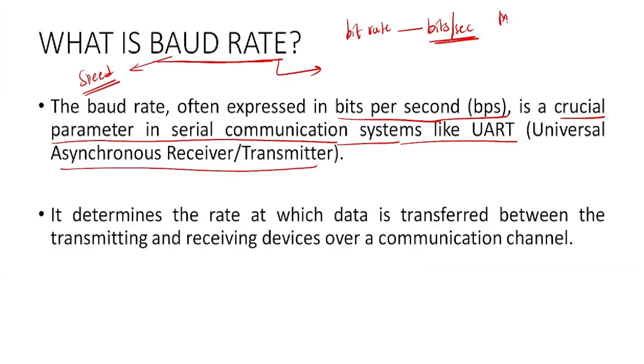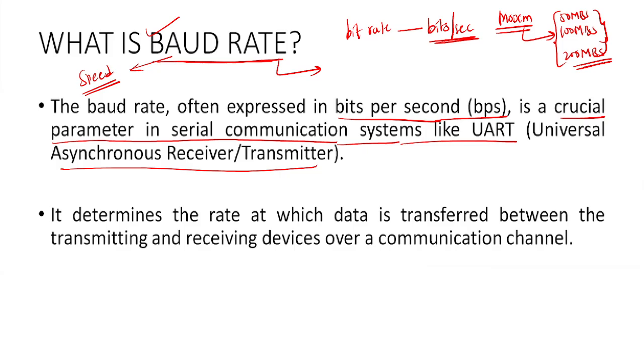Similarly, with a modem, when you are using the internet, they give your internet speed. Suppose they give 100 Mbps, or 50 Mbps, or 200 Mbps. They are giving the baud rate: how much speed the data is transmitting, with upload speed and download speed specified. That is nothing but baud rate. This is a crucial part of serial communication.